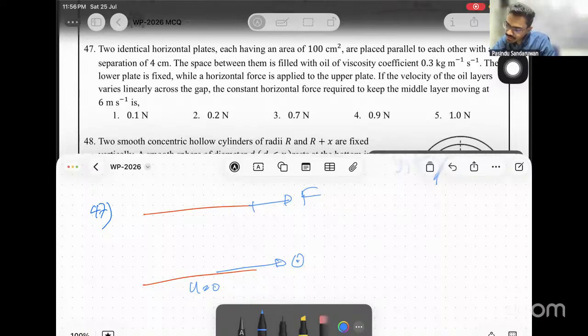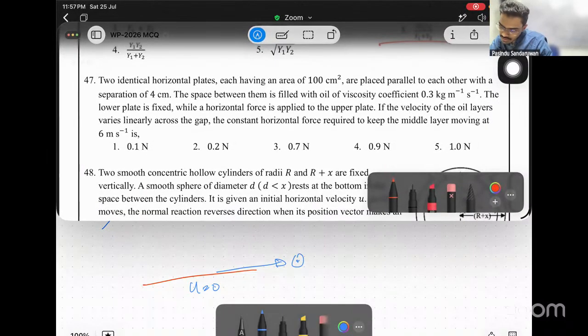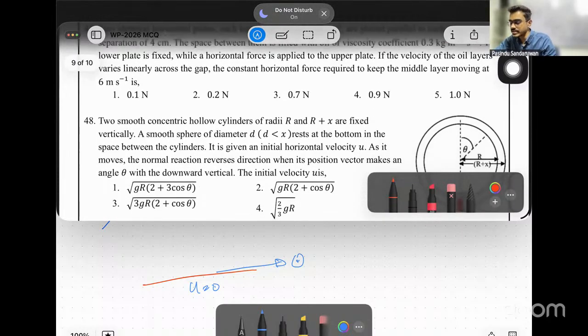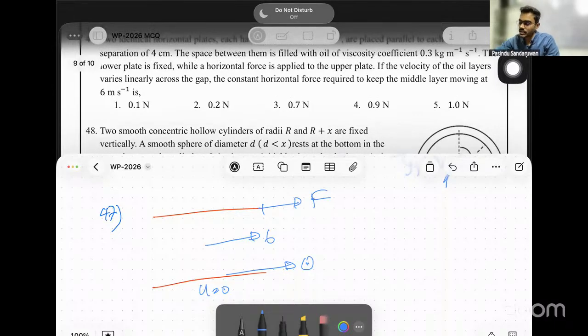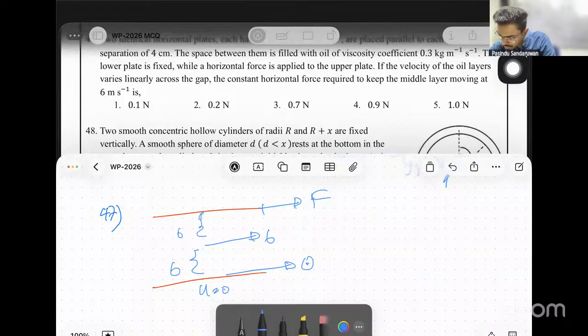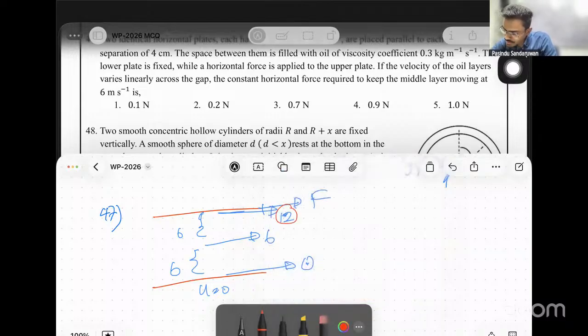Then, if the plate above travels with, sorry, it says to keep the middle layer moving at 6. Okay, middle layer travels at 6. Since it's varying linearly, the gap from here to here is 6, then there should be a gap of 6 again from here to here. Then this layer travels at a velocity 12. That is a decision you have to make. This layer travels at velocity 12, and this one is at 0.